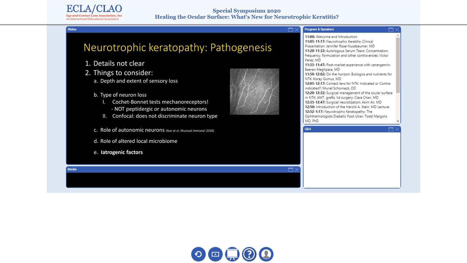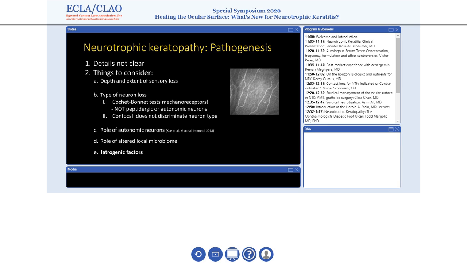The type of neuron loss might be important. When we talk about Cochet-Bonnet tests, those only test mechanoreceptors, and those are only about 15% of the sensory neurons that are in the corneas. So they don't test the peptidergic innervation. We know that, and people keep talking about substance P, CGRP, insulin-like growth factor, things that are given off by peptidergic neurons. And they don't look at autonomic neurons either. So we really don't know what goes on here.